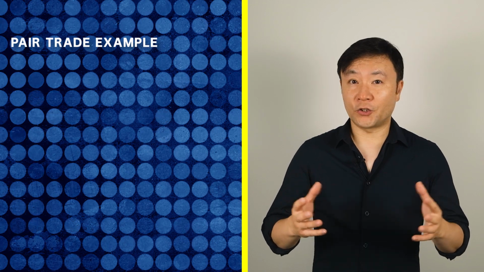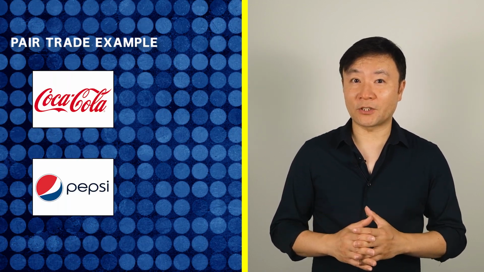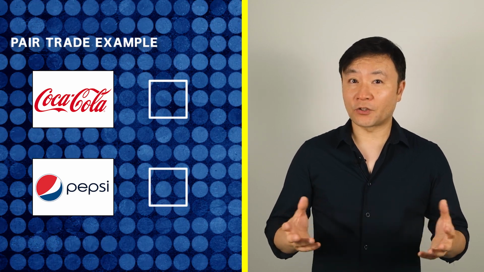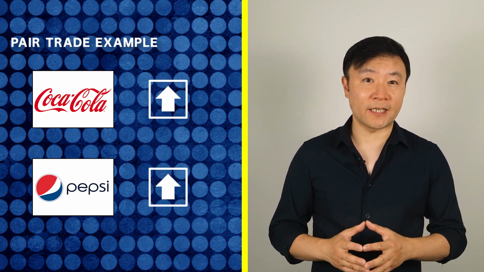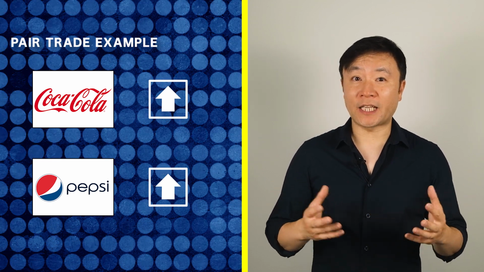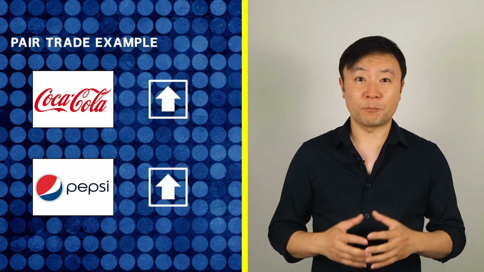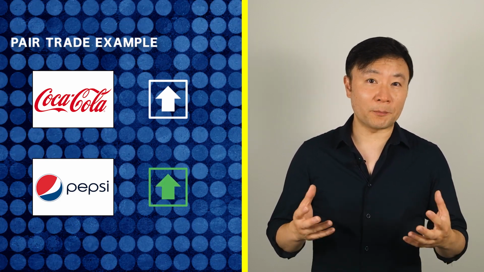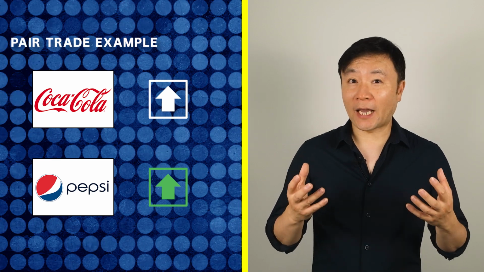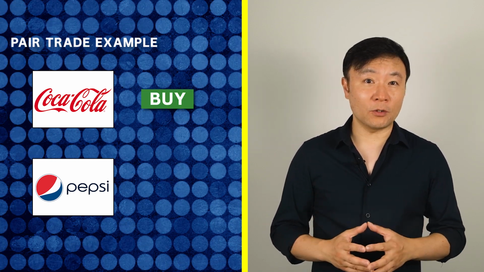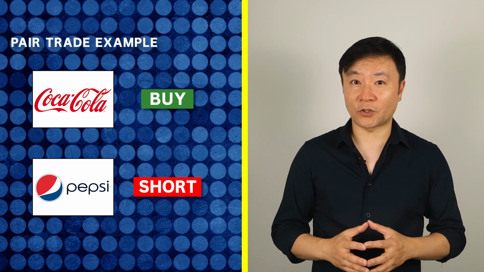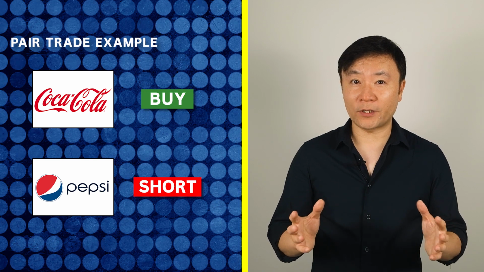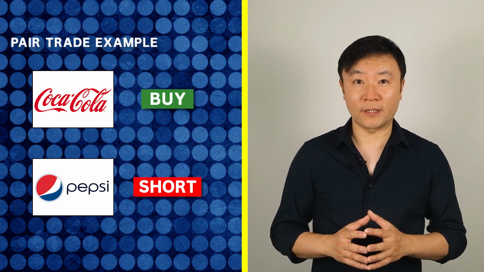For instance, the two companies Coca-Cola and PepsiCo are direct competitors to each other, and historically, their stock prices have generally moved together. However, sometimes due to temporary market inefficiencies, PepsiCo stock starts to outperform Coca-Cola stock for no apparent reason, so you as a pair trader would buy Coca-Cola stock while short PepsiCo stock with the idea that their price divergences would at some point return to their usual correlated state.